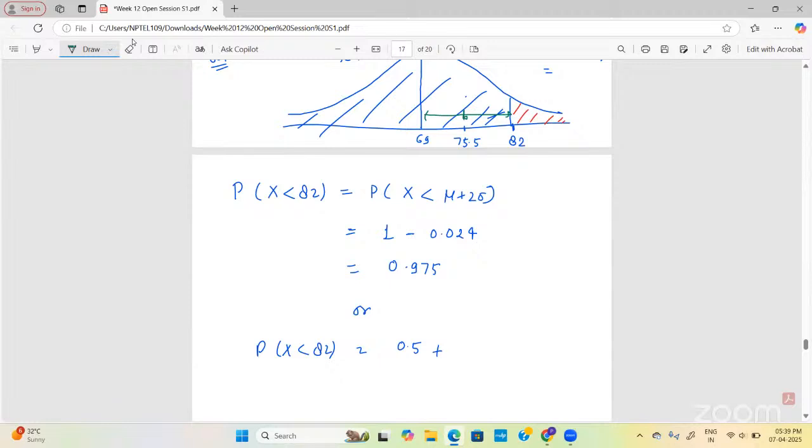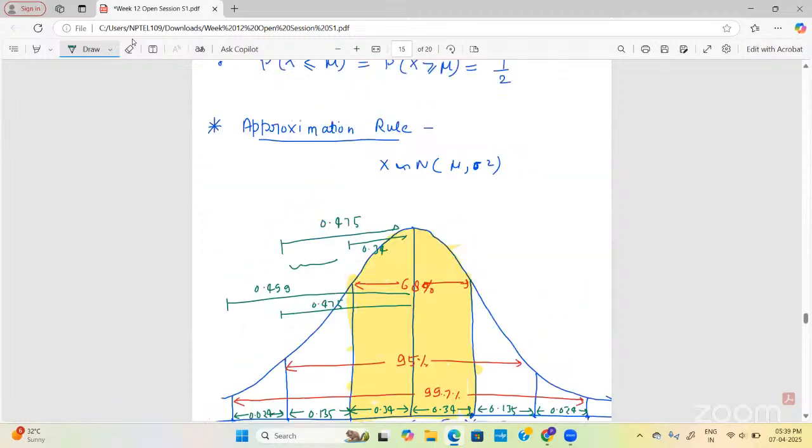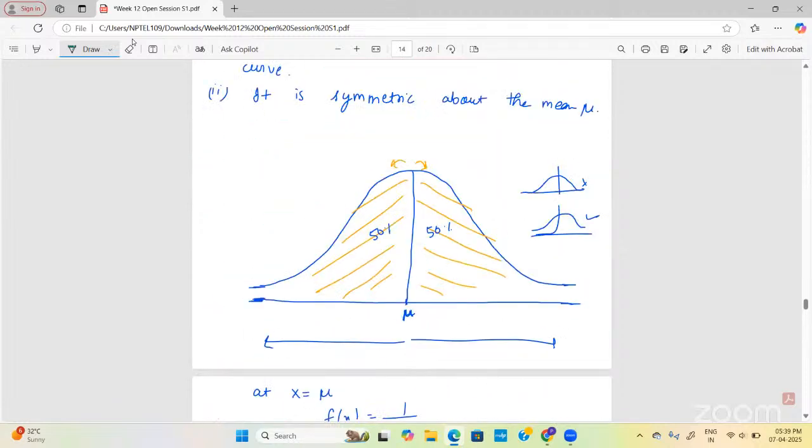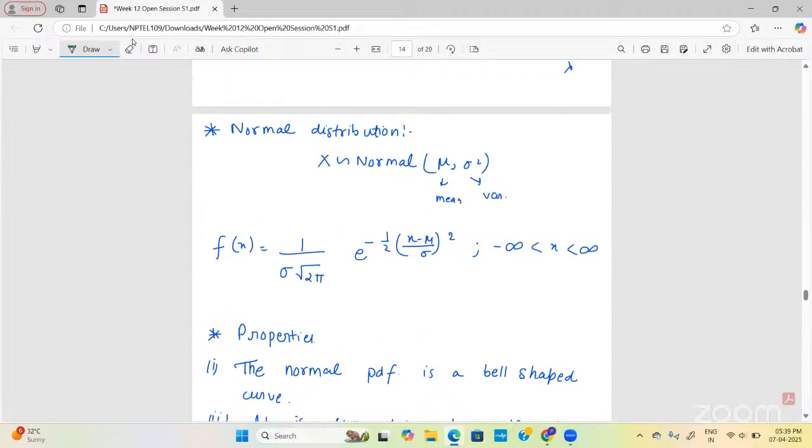Can we just integrate this function from minus infinity to 82 and get it? That you can do, but the PDF of the normal distribution is very hard to integrate. So if you go for integration, you will not be able to do it very easily.